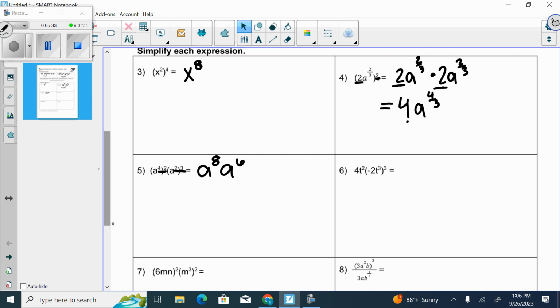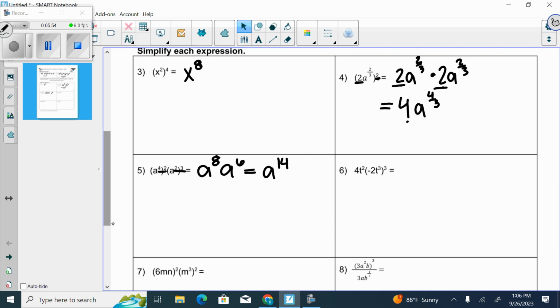Now we need to multiply those two. And when we multiply, we learned yesterday, we do what with our exponents? Add them. Very good, Kendall. So whenever I add them, I'll end up with a to the 14.